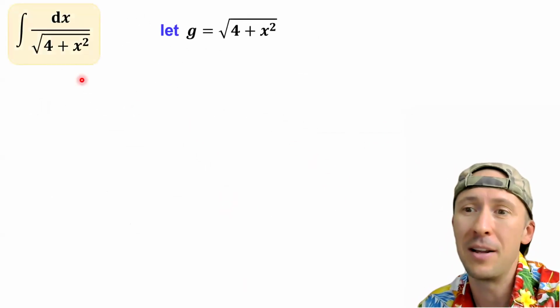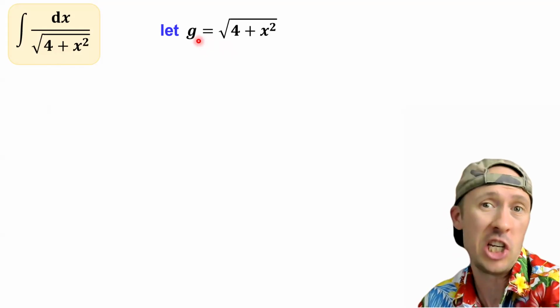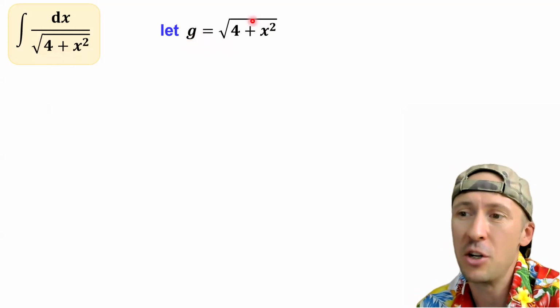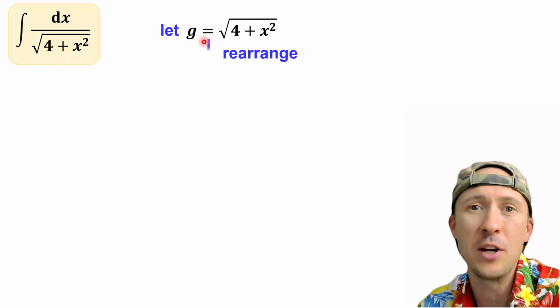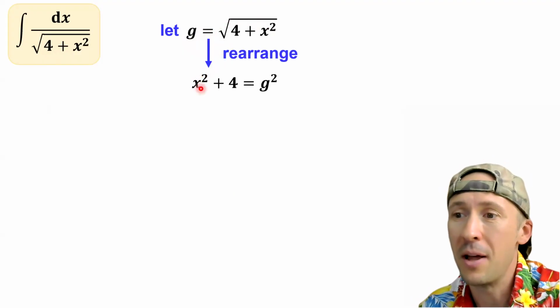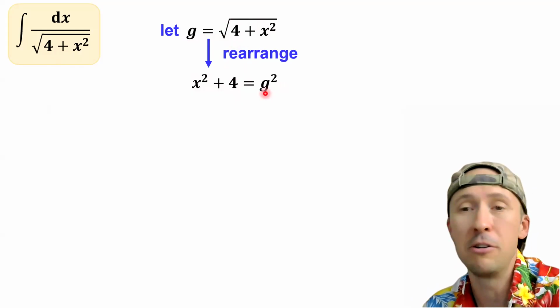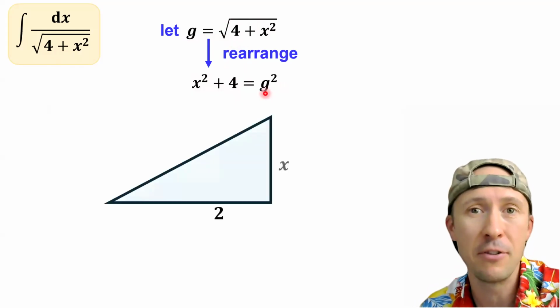And in that method, what I do is I take the square root, whatever it is, and I call it something. I'll just call it g. And I'm going to rearrange this equation such that it looks like the equation for a right triangle, a squared plus b squared equals c squared. So if I rearrange that, square it, we have x squared plus 4 equals g squared. And we're literally going to draw the triangle. I draw it every single time.